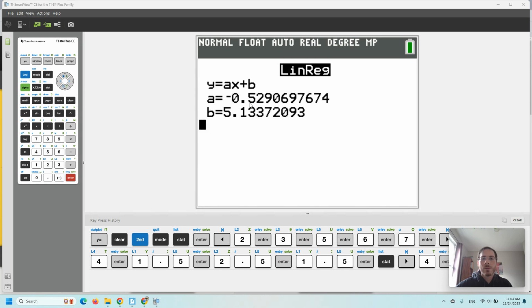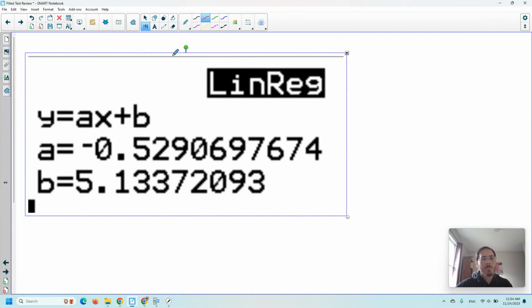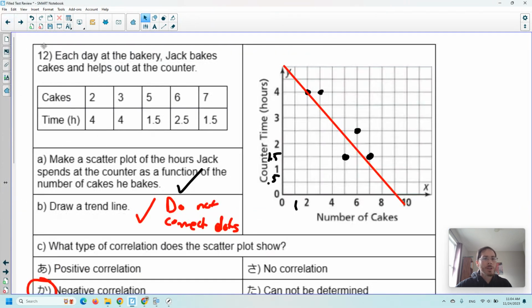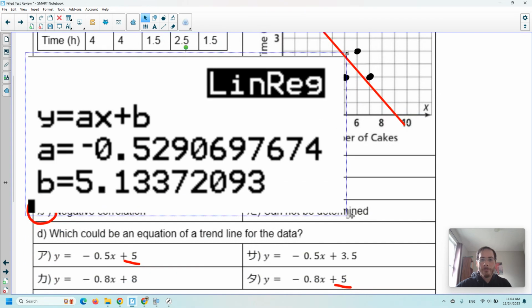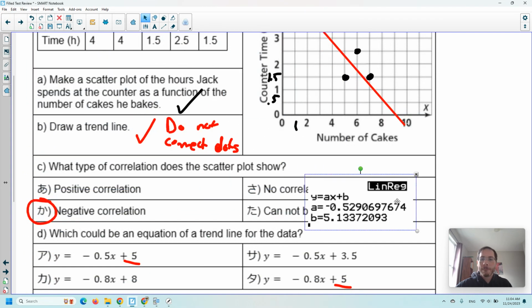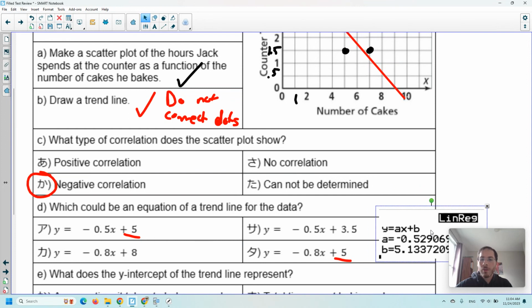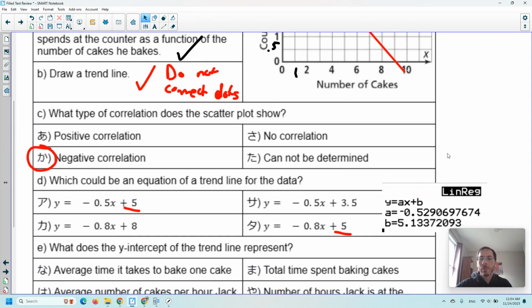In this case, we can see we've got negative 0.5. There we go. 2.9 is our slope. We're going to bring that back over here. And we've got 5 as our y-intercept. So again, 5 is probably the best choice for the y-intercept. Based on this, I'm going to be pretty happy with choosing the 5s and not the 3.5s, and not the 8.